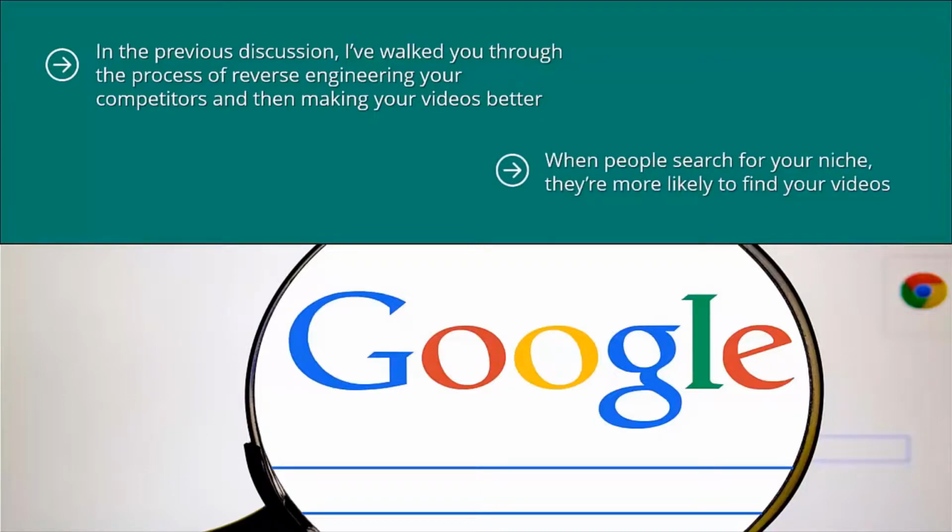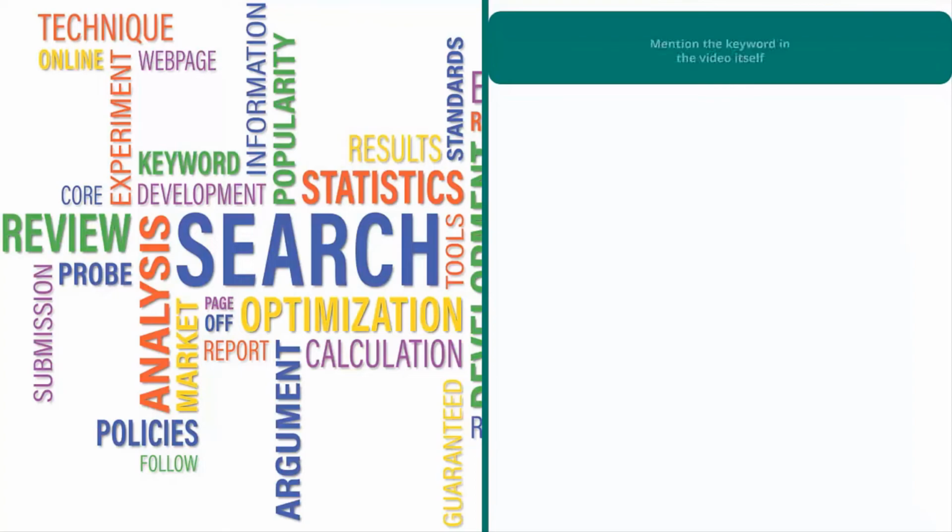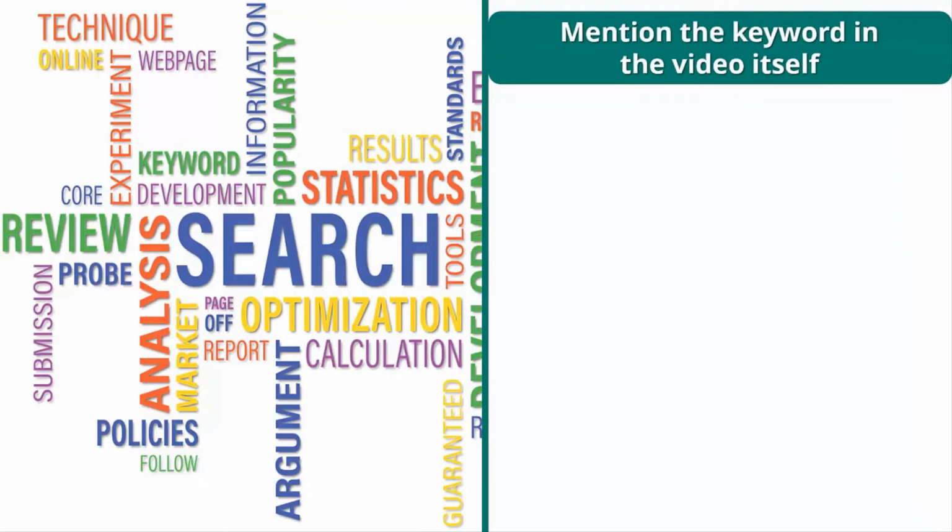When people search for your niche, they're more likely to find your videos. These tips mostly turn on visibility. They are aimed at getting you eyeballs for your videos. Mention the keyword in the video itself.